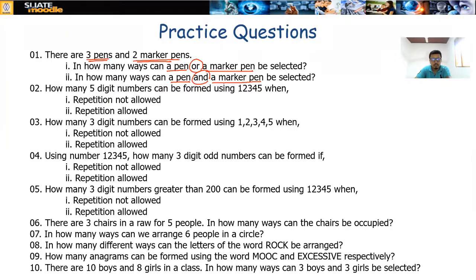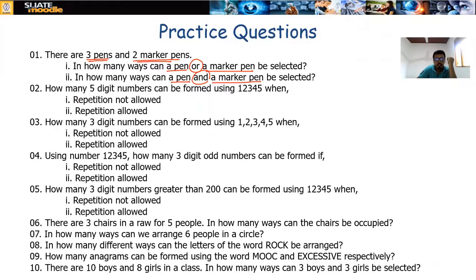Question number 2. What it says? How many 5-digit numbers can be formed using 1, 2, 3, 4, 5 when part 1, repetition not allowed, part 2, repetition allowed? These are the digits. By using these 5 digits, we need to form a 5-digit number. How many numbers can we make in that way using these five digits?